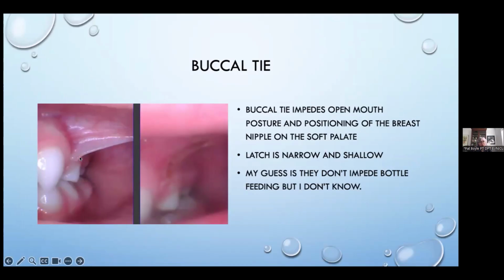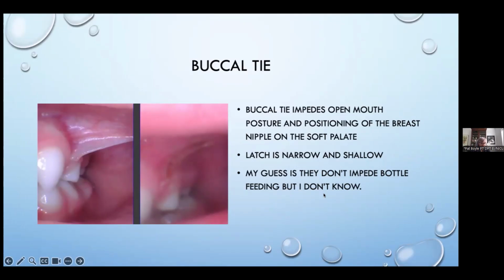So there's a buccal tie. And they're pretty interesting because I think they're more impactful as teeth start to emerge, because they can really pull on the gum tissue and make gum tissue recede. But they also impede mouth opening, posture, and positioning of the breast nipple on the soft palate. Latch is narrow and shallow. And my guess is that they don't impede bottle feeding, but I don't really know.